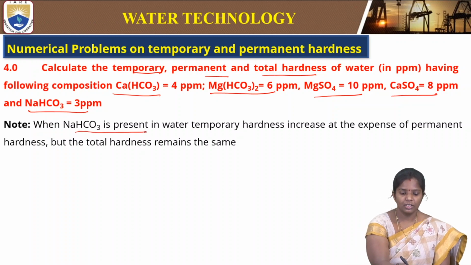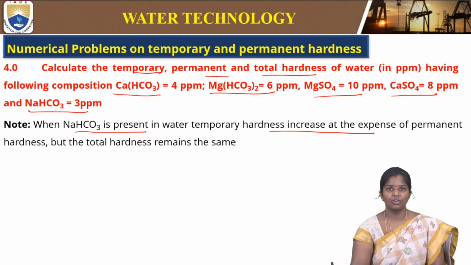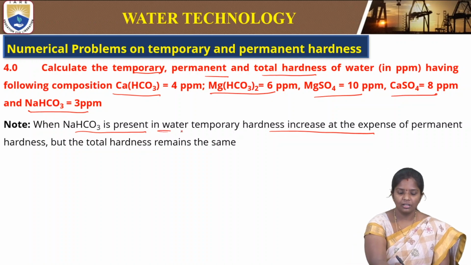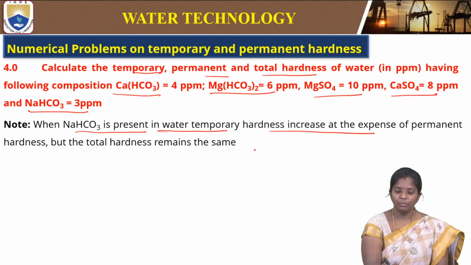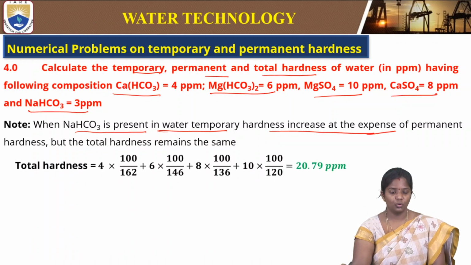When sodium bicarbonate is present in water, temporary hardness increases at the expense of permanent hardness, but the total hardness remains the same. So it means that whenever sodium bicarbonate is present, the temporary hardness will increase just because of the bicarbonates that are present, but the total hardness remains the same. That we will see in the calculation, so that we get more clarity on this.